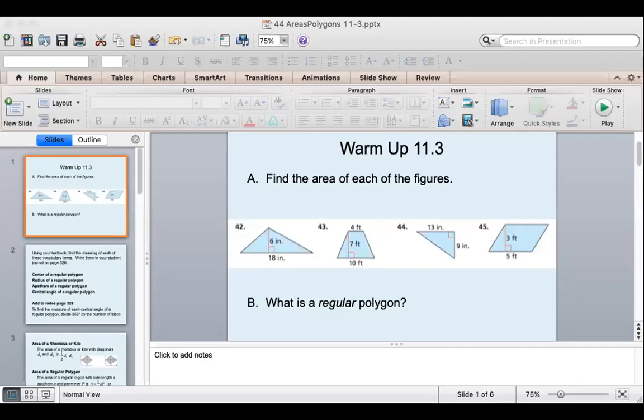Today we're going to be talking about area of polygons. I'll go and get the PowerPoint up here and you can follow along in your notes.